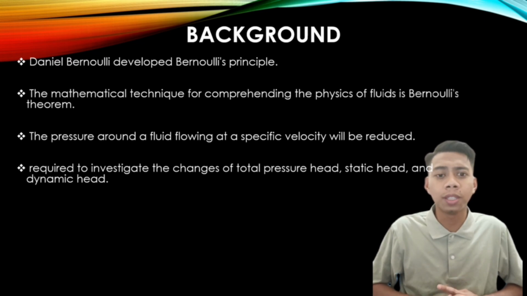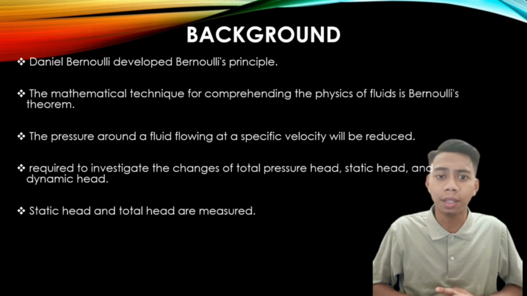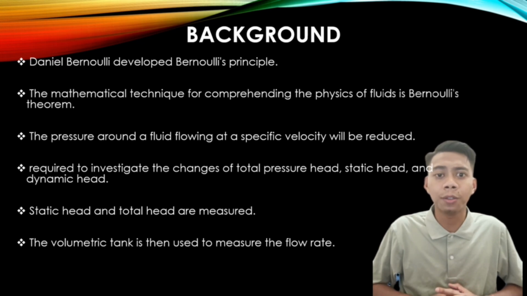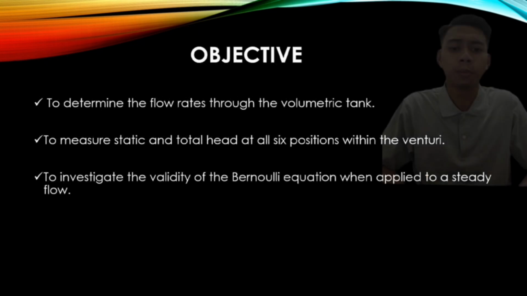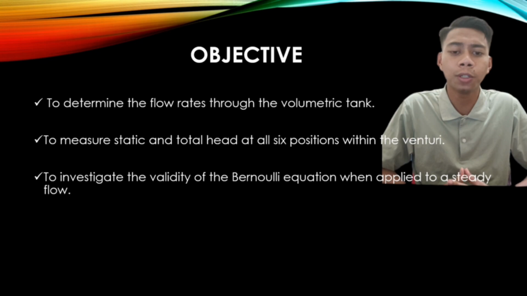We are required to investigate the change of total pressure head, static head and dynamic head. In this experiment, static head and total head are measured at all 9 points within the venturi at any given flow rate. The volumetric tank is then used to measure the flow rate. The velocity of fluid at each of the venturi's 9 points may be determined using both the volumetric tank and the dynamic head.